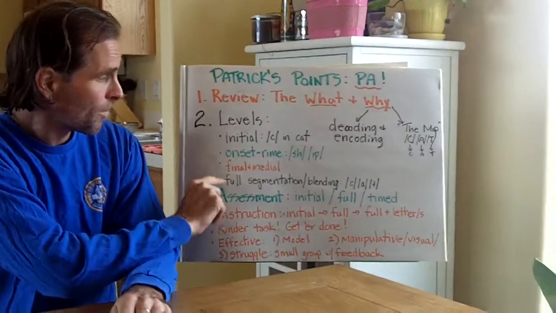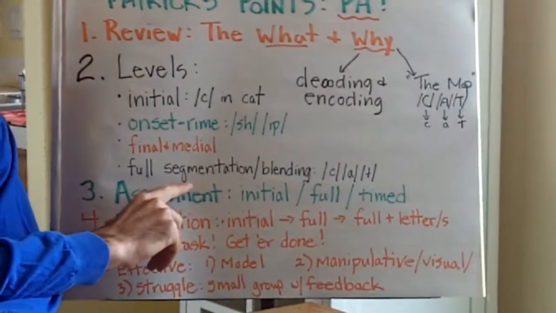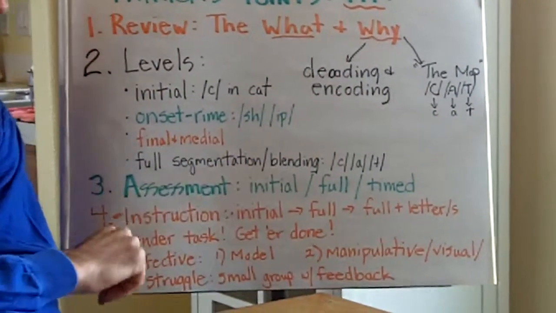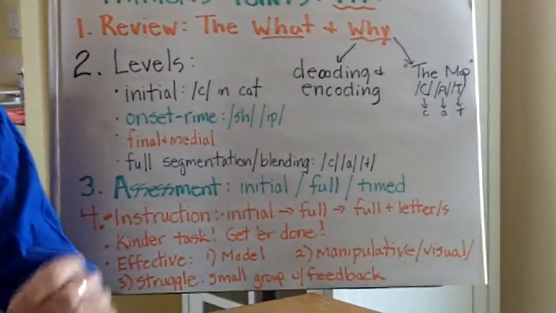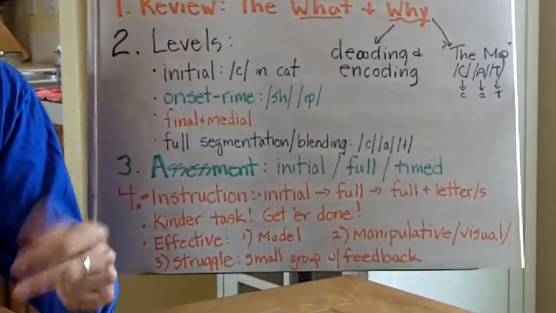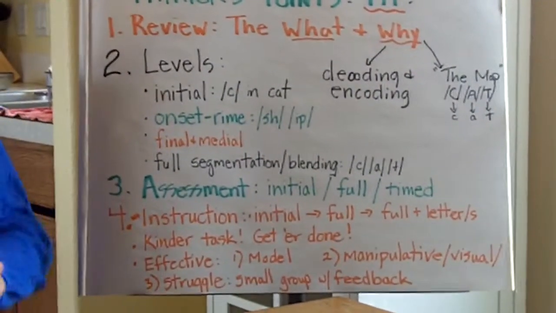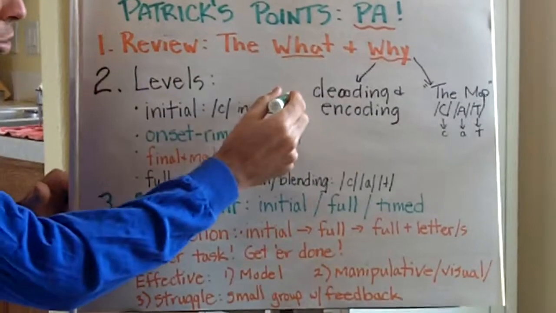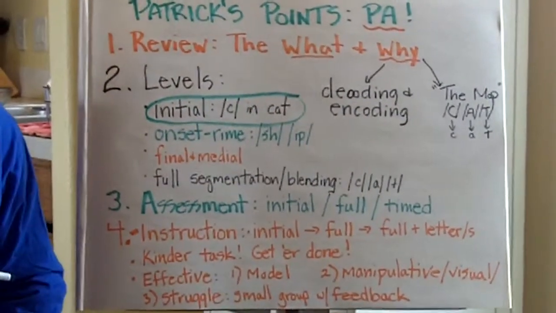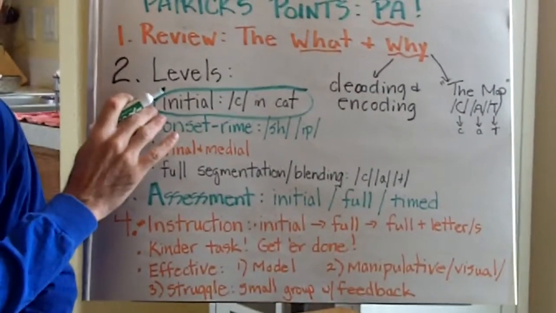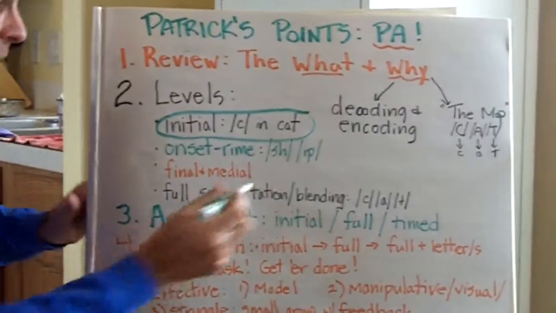Okay. Now, the next level is full phoneme segmentation, and the flip side of that, blending. So being able to take that word cat and give me the sounds k, a, t, or take the phonemes and blend it into the word cat. So this level, initial, critical in early kindergarten for really learning the letter sounds. Letter sound instruction doesn't make sense to the kid who cannot hear the initial sounds in words.